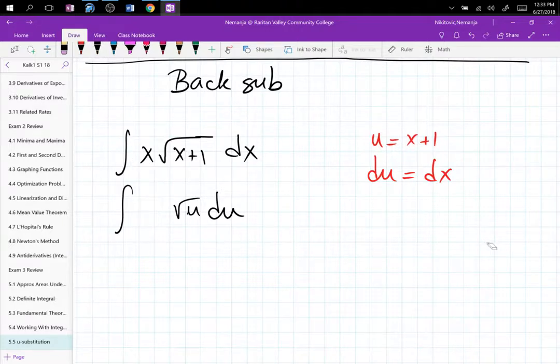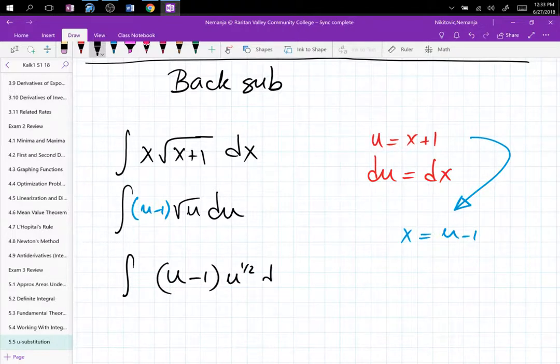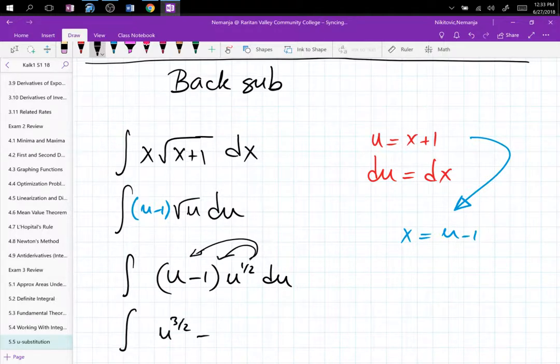So what do you do? Well, you solve this equation. This is what's new. You solve this equation for x, and that's going to be u minus 1. And that's what goes here. That's why it's called back substitution. Now if you look at this problem, you can distribute the square root of u, and you will have u minus 1 times u to the 1/2 du. Distribute to get the integral of u to the 3/2 minus u to the 1/2 du.